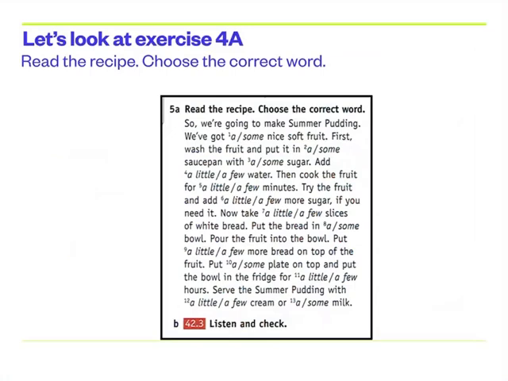Now, take a little or a few slices of white bread. Put the bread in a or some bowl. Pour the fruit into the bowl. Put a little or a few more bread on top of the fruit. Put a or some plate on top and put the bowl in the fridge for a little or a few hours. Serve the summer pudding with a little or a few cream or a or some milk.